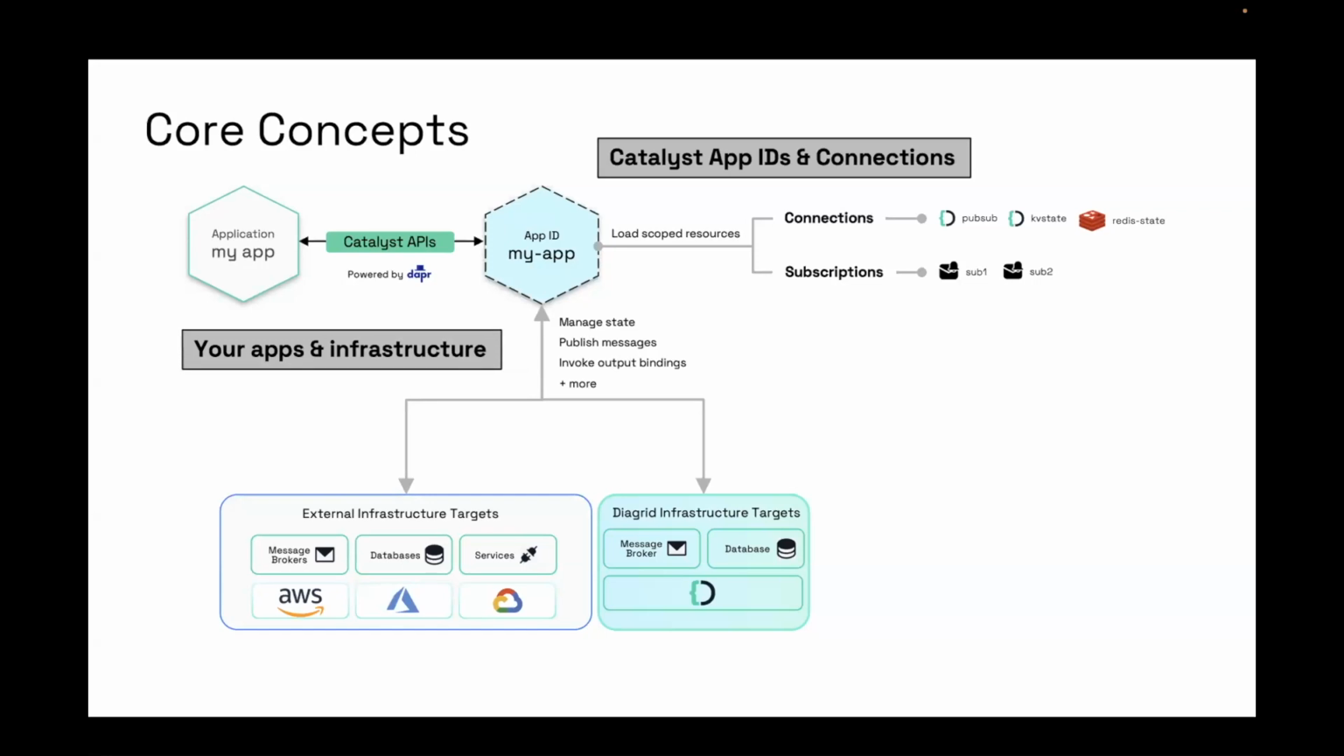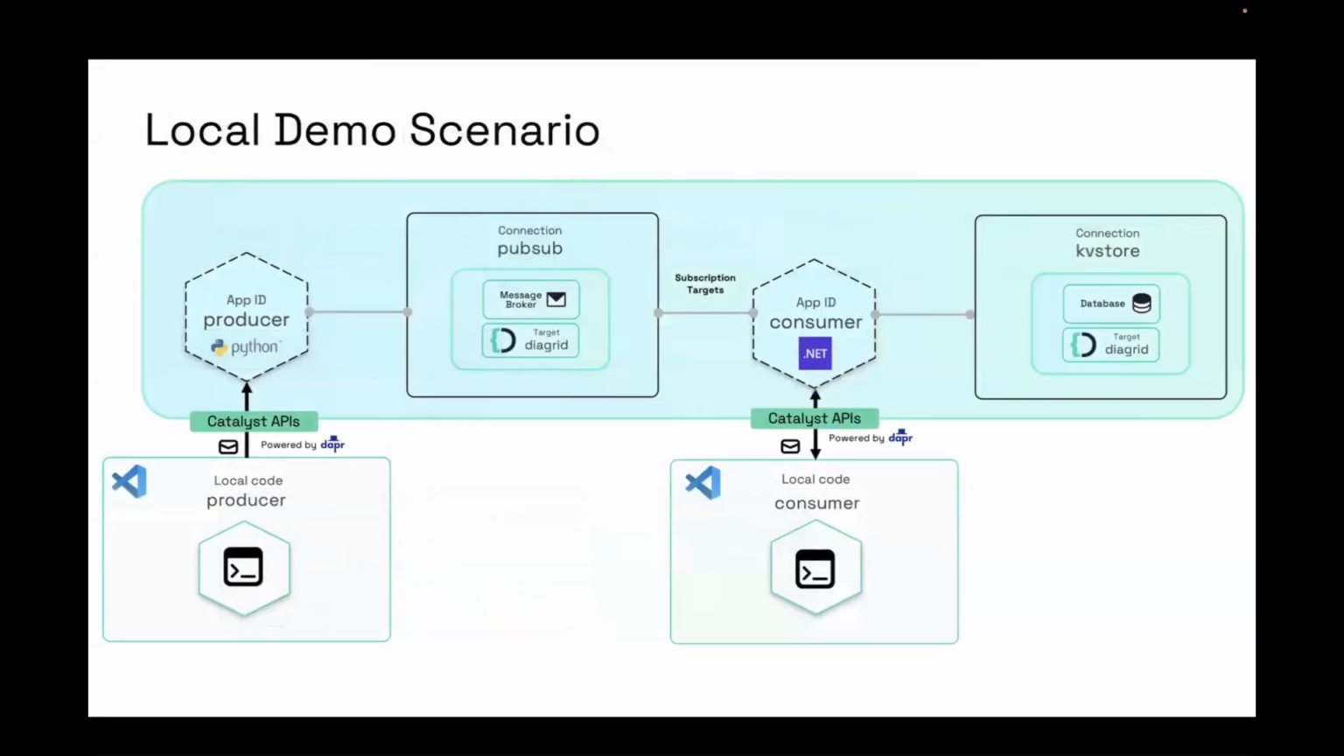the connection provides you. So it's really two different buckets: your app and your infrastructure, which you're responsible for, and then ultimately the app IDs and connections, which are hosted by Diagrid Cloud, or within Diagrid Cloud, I should say.